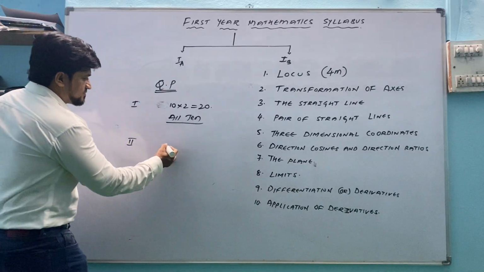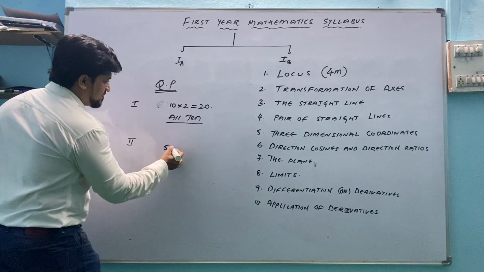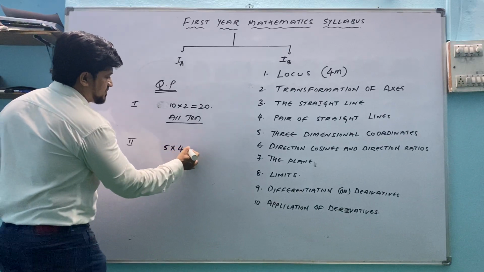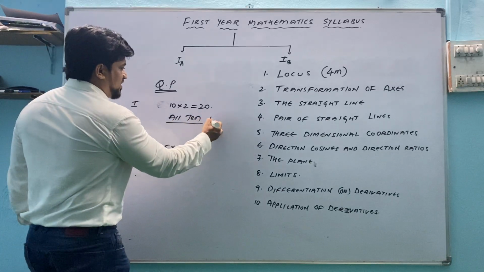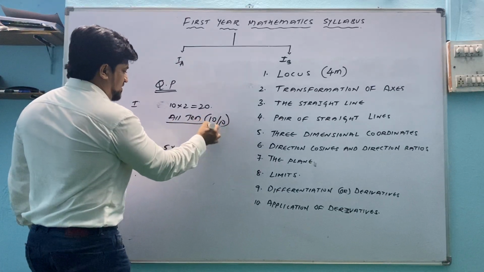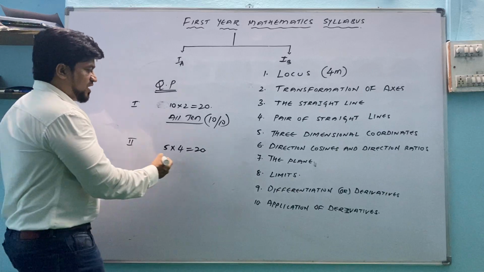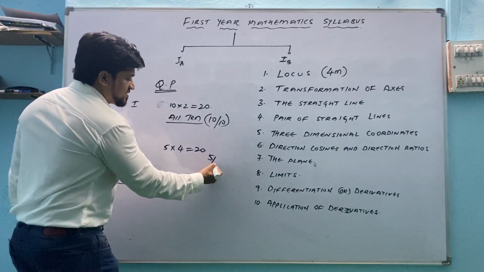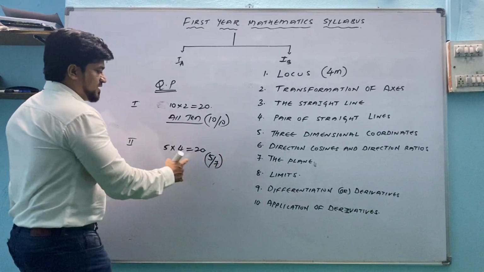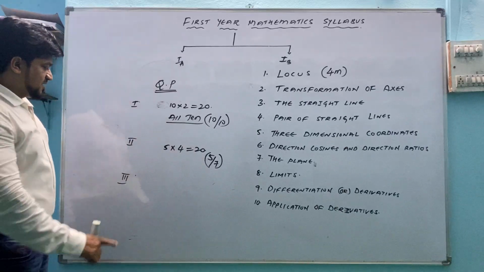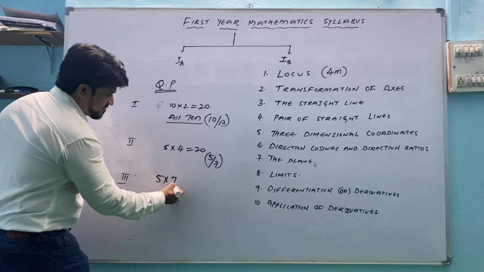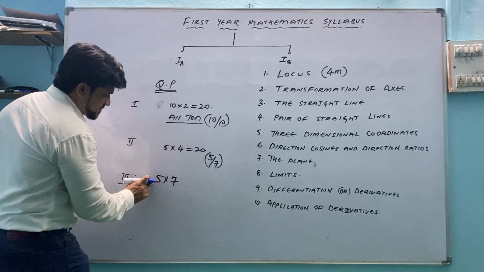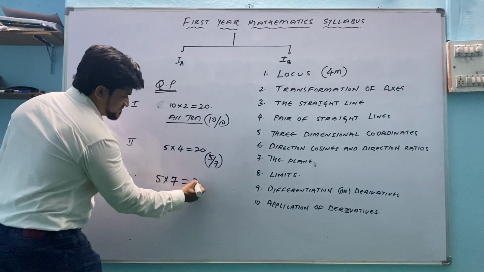All 10 you have to answer, 10 out of 10. In the second section, you have to answer 5 questions out of 7 questions. Each carries 4 marks. And from the third section, again 5 questions of 7 marks.